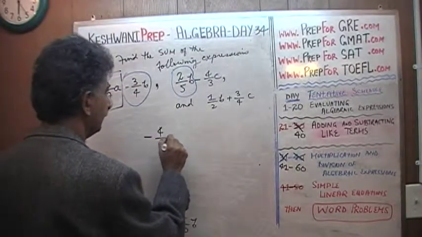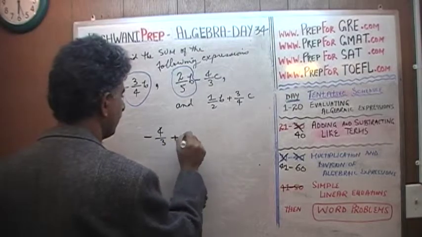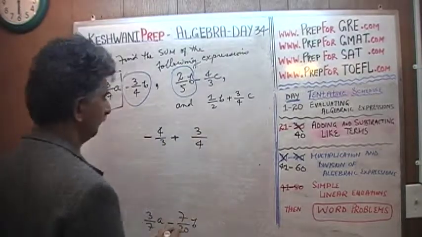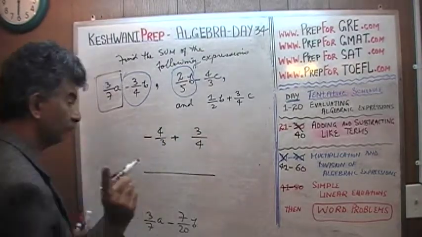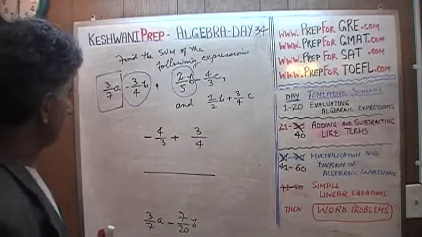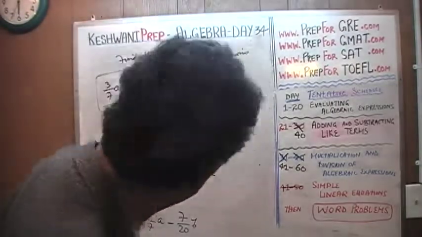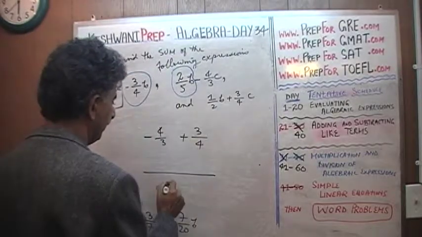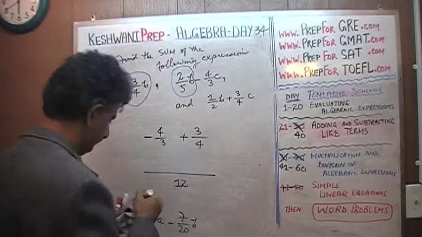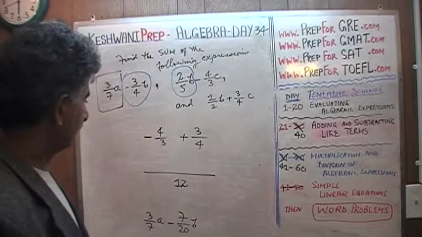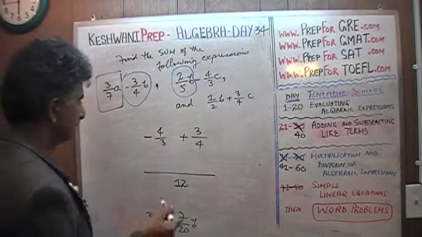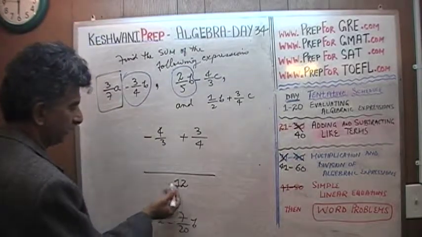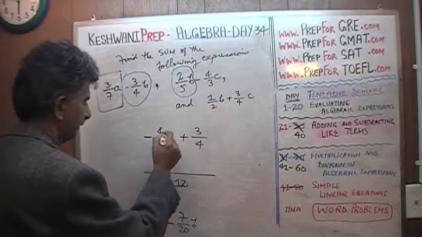-4/3 and a +3/4, and common denominator, that's what it's called, common denominator. The common denominator here would be 12. Question is, how do we convert this 3 into a 12? We need to convert it into 12, multiply the top and the bottom.